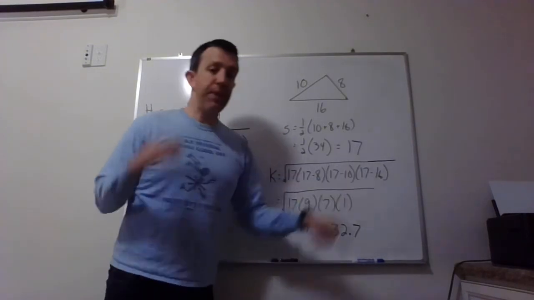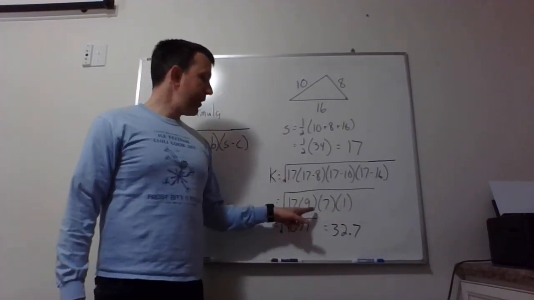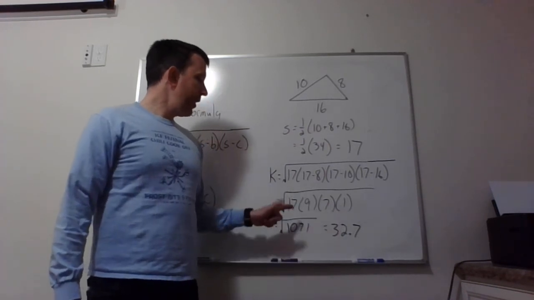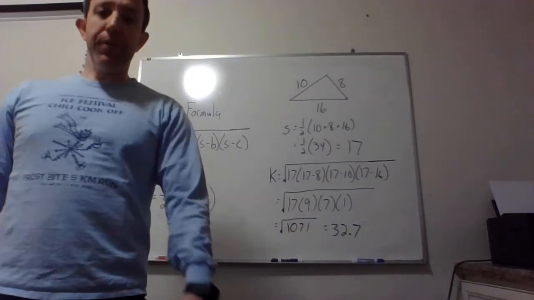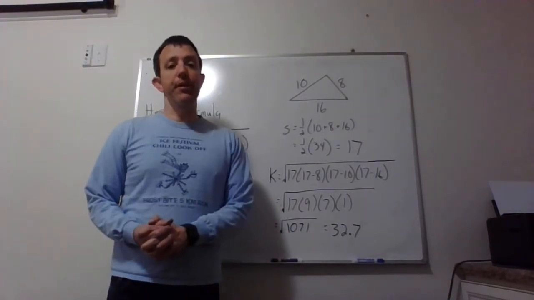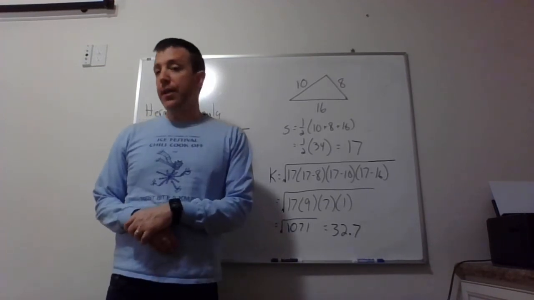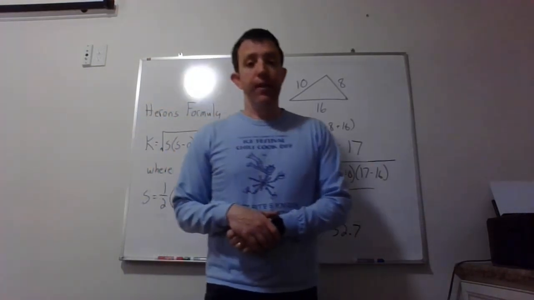By the way, it really doesn't matter what order they're listed in here. But I do my subtraction. I get 9, 7, and 1. You multiply all that together, you get 1,071. And the square root is about 32.7. So there you go. That's Heron's formula. So this was a nice little section. That's really basically the whole thing. The law of cosines and these two area formulas. So enjoy.